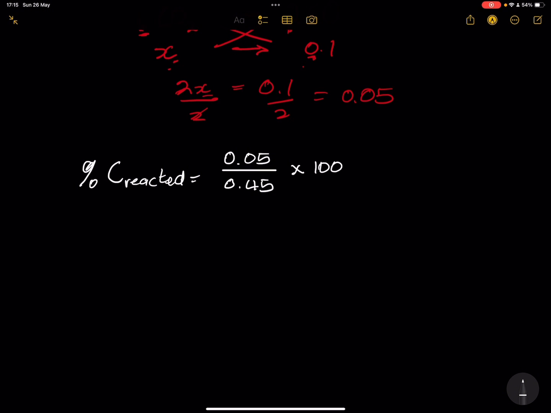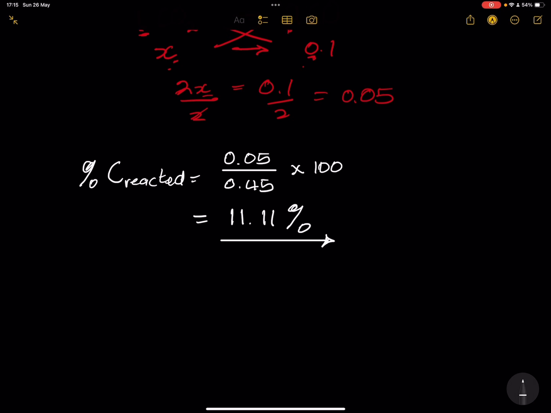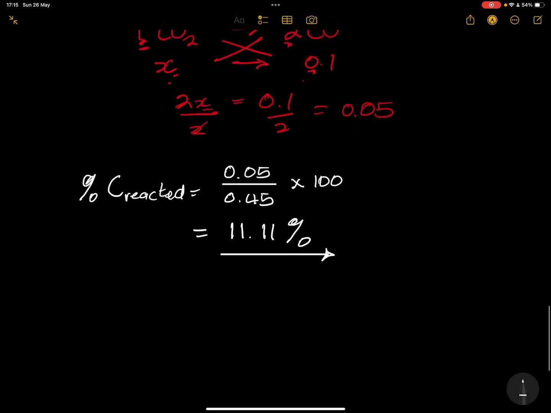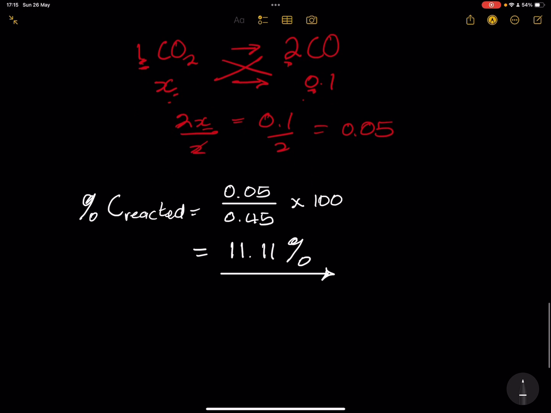So let's do that quickly. So we've got 0.05 divided by 0.45, right? And this is multiplied by 100. And what do we get there? We get 11.11%, right? And that is how we are going to get the percentage of carbon that reacted. Ladies and gents, this is where we are going to conclude the question.